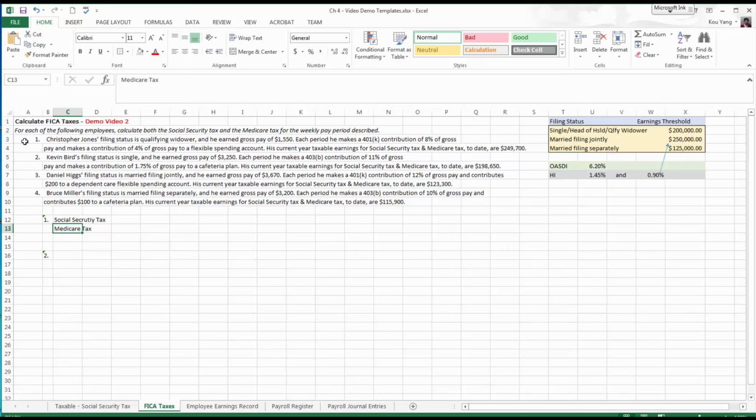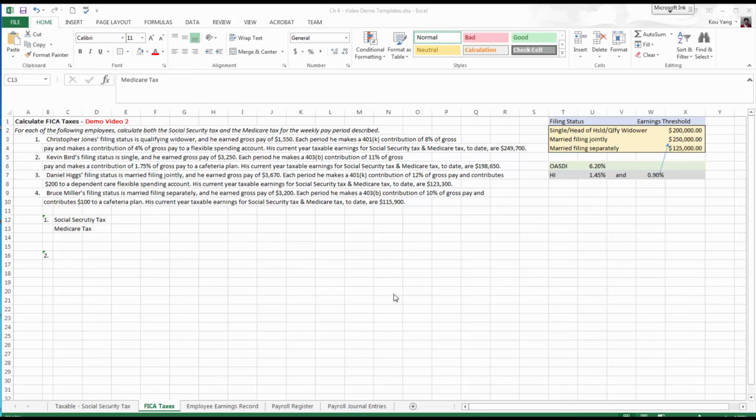All right, let's start the first one. For each of the following employees, calculate both the Social Security tax, which is OASDI here, and the Medicare tax, which is HI, for the weekly pay period described. Christopher Jones, filing status is qualifying widower, earned gross pay of $1,550. Each period, he makes a 401k contribution of 8% of gross pay and a contribution of 4% of gross pay to a flexible spending account.